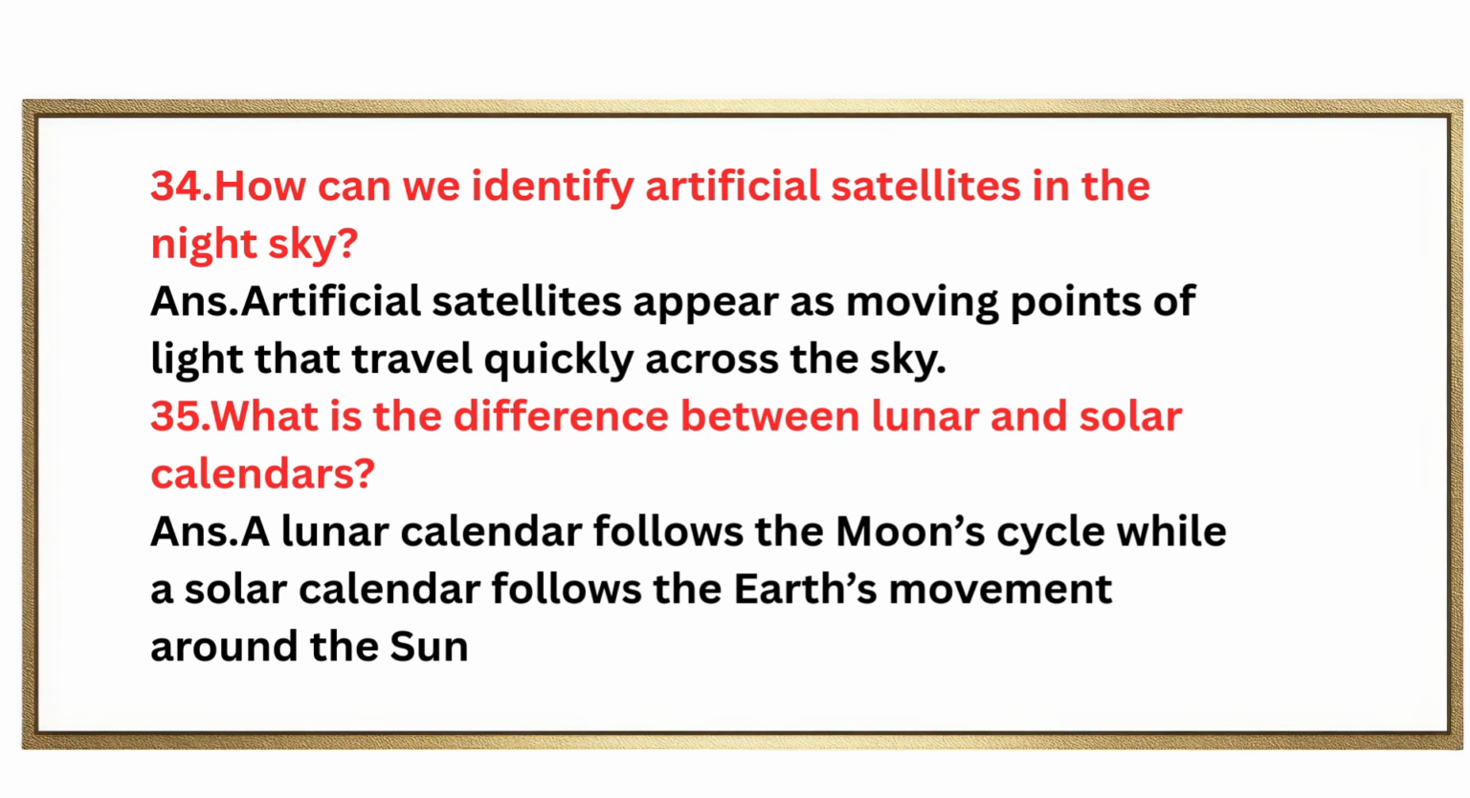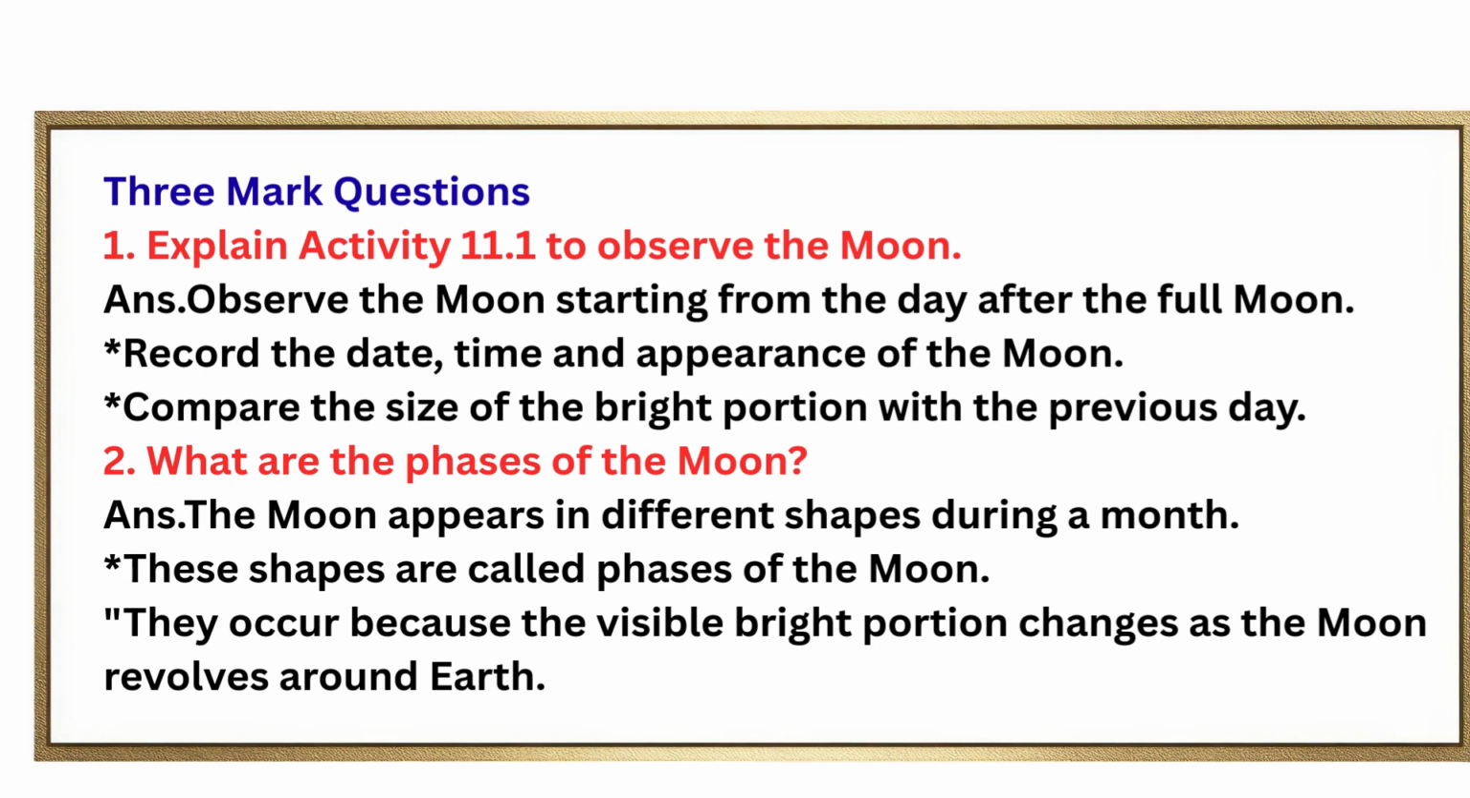Question number 34. How can we identify artificial satellites in the night sky? Answer. Artificial satellites appear as moving points of light that travel quickly across the sky. Question number 35. What is the difference between lunar and solar calendars? Answer. A lunar calendar follows the moon cycle while a solar calendar follows Earth's movement around the sun. Next, let's see 3 more questions.